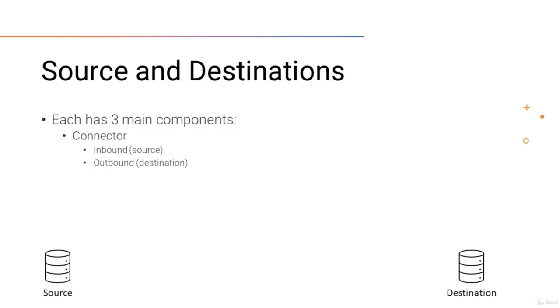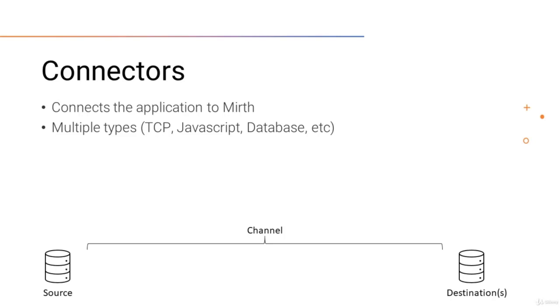First is a connector. The source has an inbound connector, while the destinations have an outbound connector. After the channel has connected the data using the connectors, the data will then be sent to components called filters and transformers. Depending on the connector, they'll allow us to receive or send data to or from an application. There are multiple types of connectors. Some are TCP connectors, JavaScript connectors, database connectors, and more.